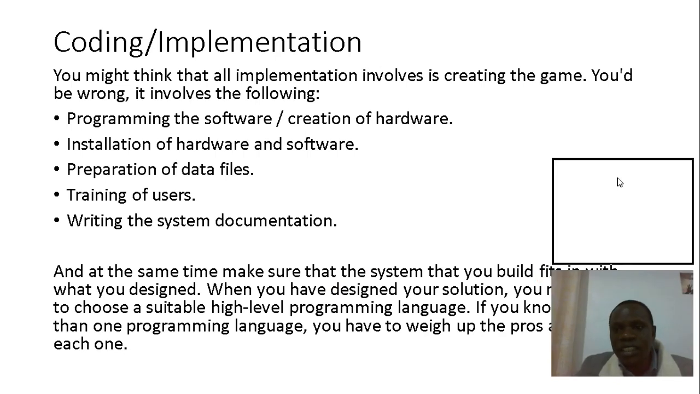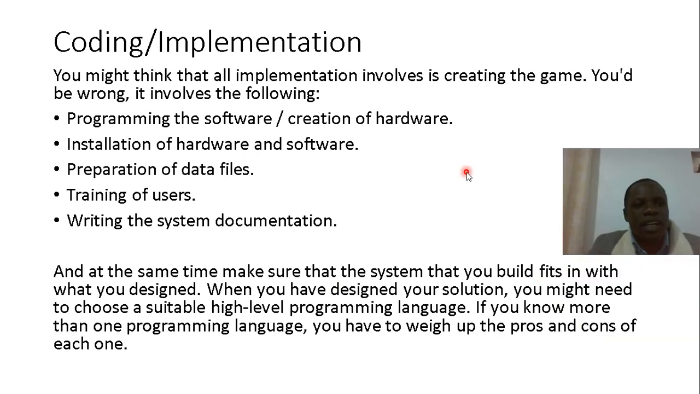Then after designing the program, we now have implementation. You are now coding it. Implementing means you are making it, you are creating it. There are various ways of doing this, but we are looking at the general parts of it. So you might think that implementation is all involved in creating a game. You will have to think of everything that is involved. Okay, so you would be wrong to think that implementing is just a small thing like you are only coding. No, there are many other things you have to do.